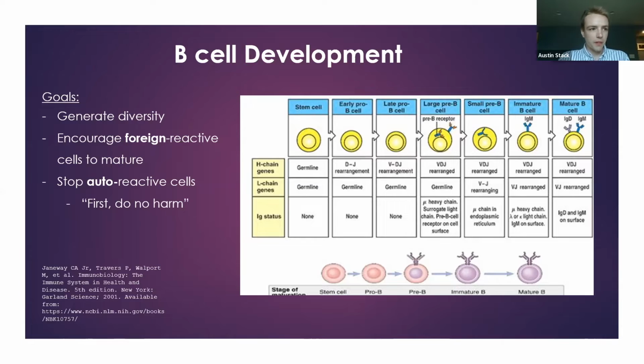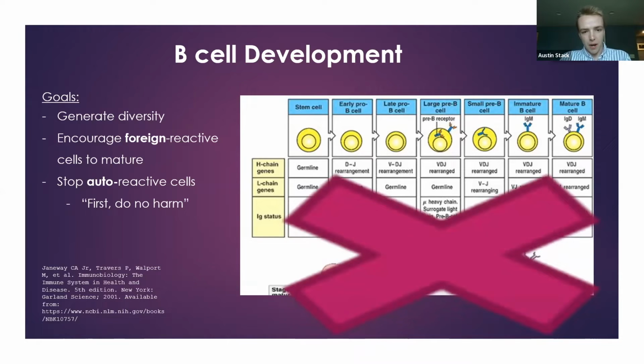And don't worry about any of these bottom boxes. We are just going to deal with the stem cell through pro B cell, through pre B cell to immature, to finally the mature B cell. And we'll be referencing this chart later.